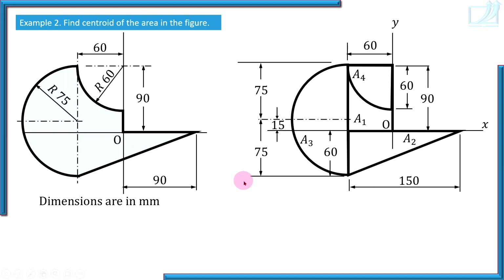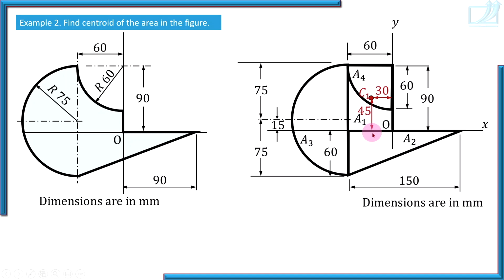Now locate the center of each standard shape. Focus on the rectangle. The center of the rectangle is somewhere here and not somewhere here. We know exactly where it is. Half of base and half of height. Dimensions are in millimeters, so 30 and 45. I have inserted it. From the vertical edge, the horizontal distance is half of base. From the horizontal edge, the vertical distance is 45.